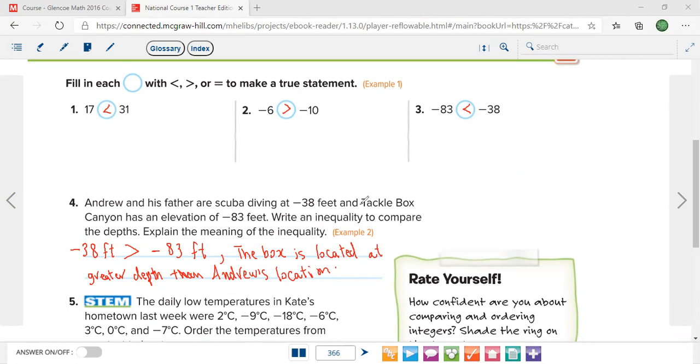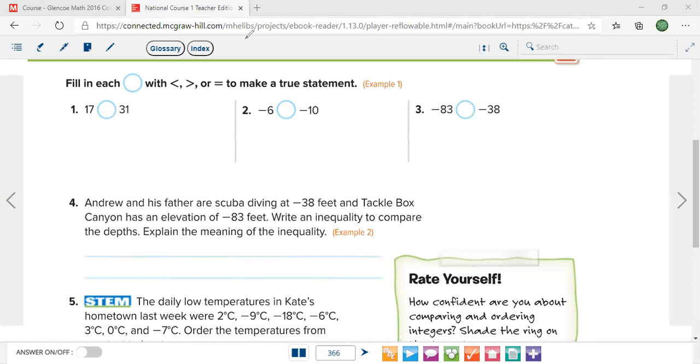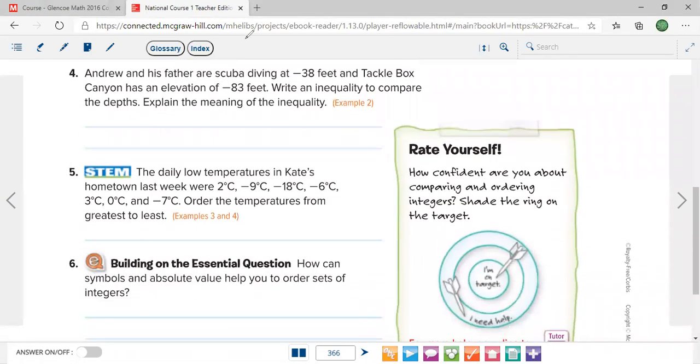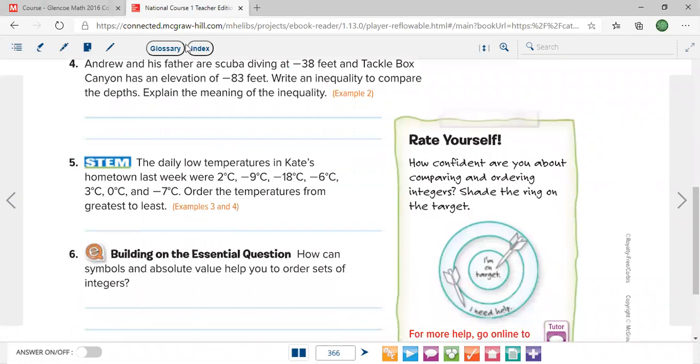Now another question. Question 5. The daily low temperatures in Kate's hometown last week were 2 degrees, -9 degrees, -18 degrees, -6 degrees, 3 degrees, 0 degrees, -7 degrees. Order temperature from greatest to least.